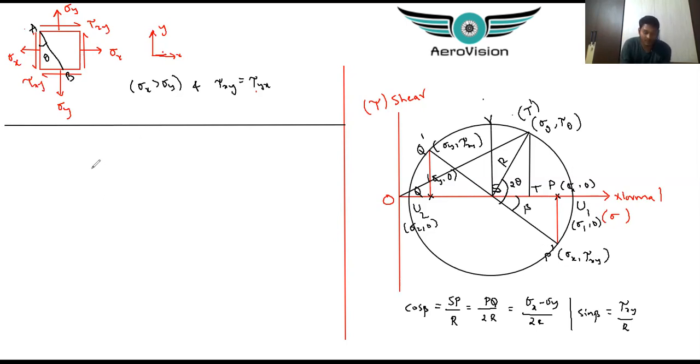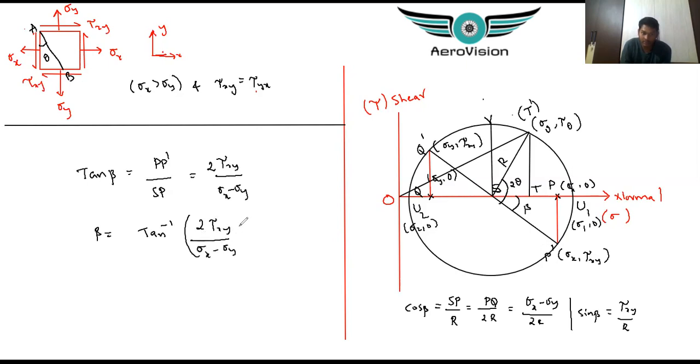If you write, tan beta is PP dash by SP. PP dash is nothing but tau xy. SP is nothing but half of PQ, which is (sigma x minus sigma y) by 2. So beta is equal to tan inverse of 2 tau xy by (sigma x minus sigma y), but the principal plane is half of beta. So beta by 2 represents the principal plane.